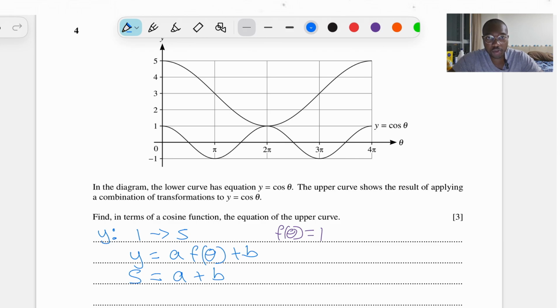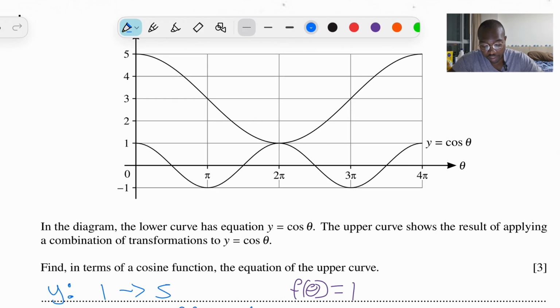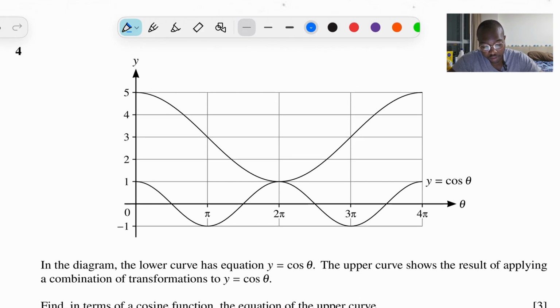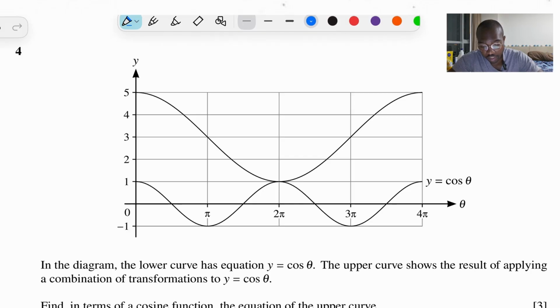But what we can do is take another point and do the same thing, and then we're going to have simultaneous equations, and we can solve for the scalar value and the shift. So let's take another point. What point should we take?